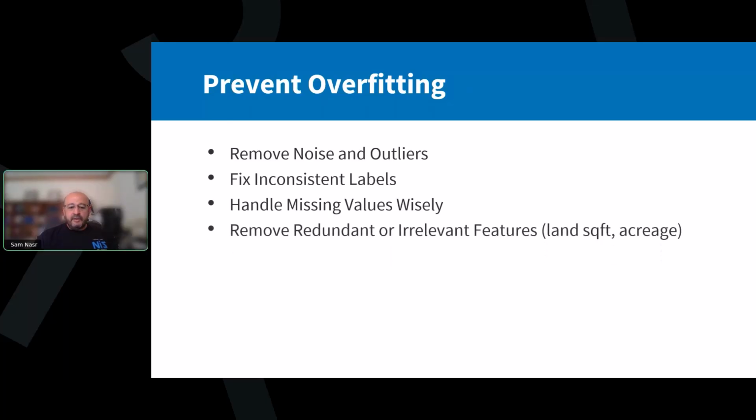We want to remove redundant or irrelevant features. So for example, let's take the home price model that we had talked about briefly. Obviously, some of the things that are important for determining the price of a home: the number of bedrooms, number of bathrooms, the zip code that property's in. But then some irrelevant features may be the land square footage. Do we really care about that? Is that a big factor? Will it influence the price of the home?